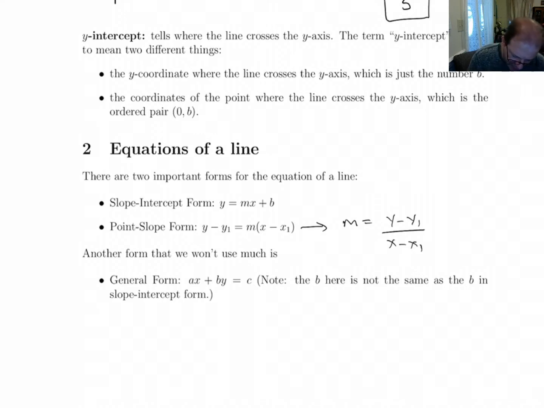Another one that's not really going to come up much in this class is the general form, where you've got ax plus by equals c. The b here is not the same as the b in the other form. General form is nice because you can represent vertical lines with this form as well. And if you take linear algebra, you'll see this is the way that linear equations are written a lot of the time when you're considering linear equations in several variables. But in this case, it's just two variables, and the ones that we're really going to use are these two up here, the slope-intercept and the point-slope.